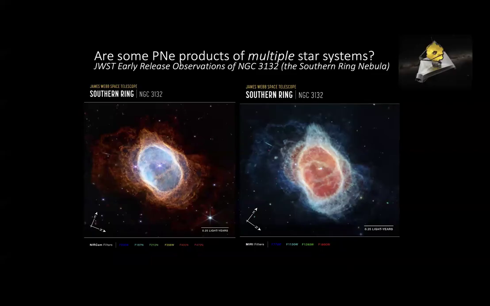So one of the objects that was looked at by JWST, the James Webb Space Telescope, in the very first days of its science operation, was a planetary nebula. The planetary nebula that goes by the name Southern Ring, or NGC 3132. It was very interesting to me when this came out because you see here the images from the near infrared camera and from the mid infrared camera on JWST. And it was definitely showing us a totally new view of this planetary nebula.